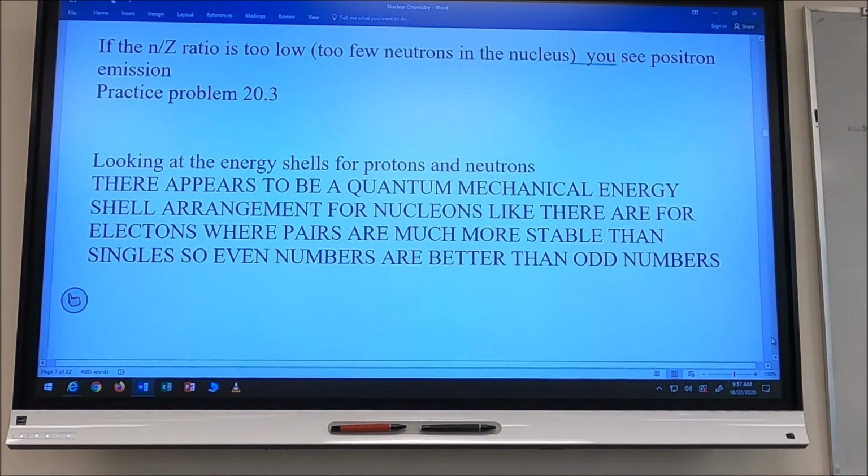Okay, if the N/Z ratio is too low, too few neutrons in the nucleus, you see positron emission because you've got to get an increase in the number of neutrons and a decrease in the number of protons. So if we look at practice problem 20.3, okay, on page 902.